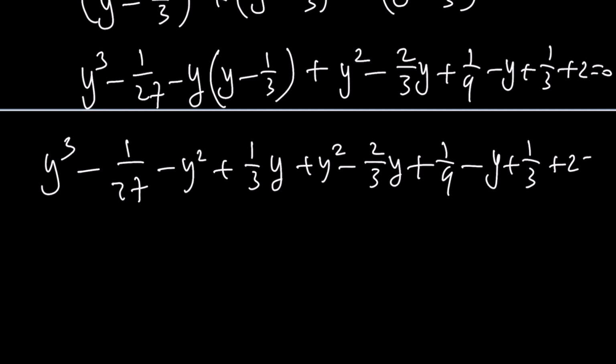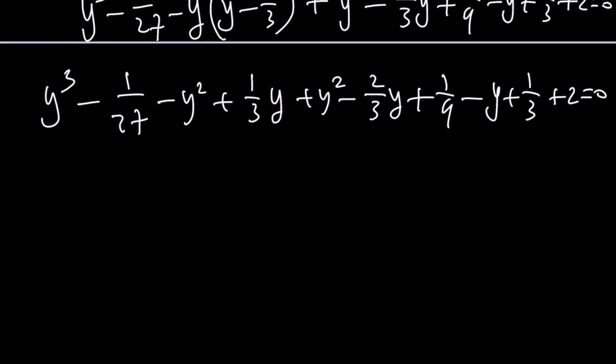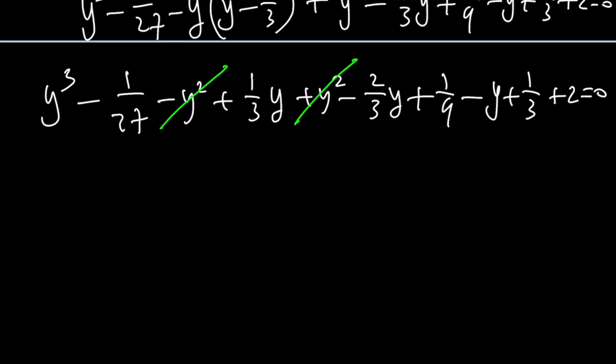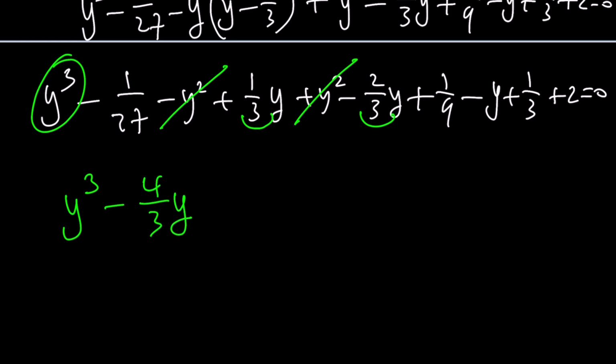It's kind of like an endurance test, right? How far can you go? So now y squared cancels out. Yes, that was the goal. We want to get rid of the quadratic and make it a depressed cubic. This is y cubed. And then we're going to have, let's see, 1/3 minus 2/3 y is going to give me negative 1/3. And negative 1/3 minus 1 is going to be negative 4/3 y. And then finally, we have 1/9 plus 1/3 plus 2.